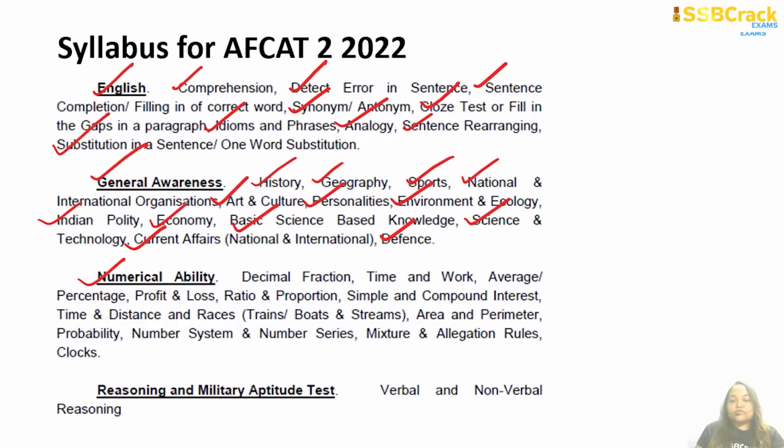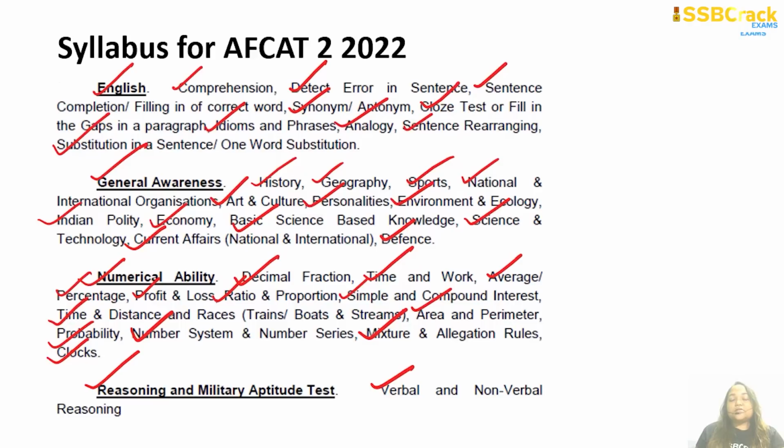For numerical ability, you have topics like decimal fraction, time and work, average, percentage, profit and loss, ratio and proportion, simple and compound interest, time and distance and races, area and perimeter, probability, number system and number series, mixture and allegation, and clocks. For reasoning and military aptitude, you have verbal and non-verbal reasoning questions.